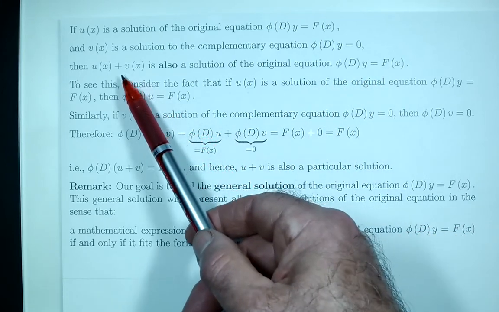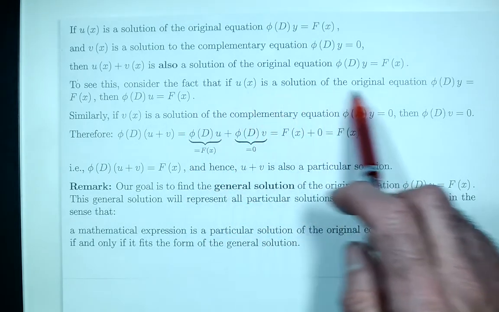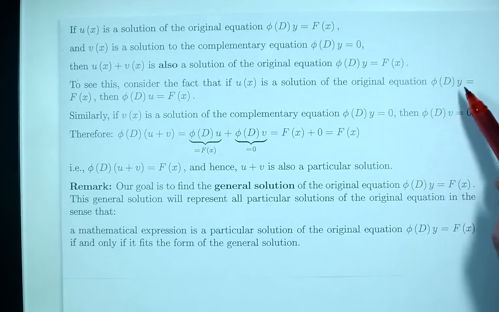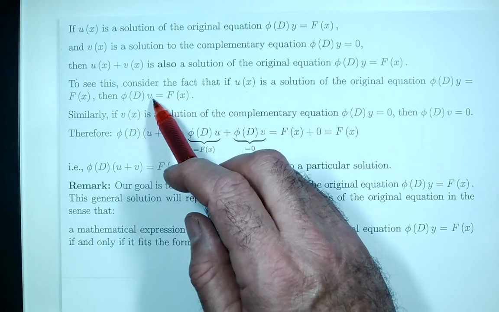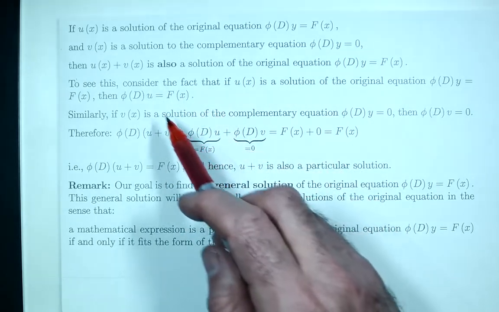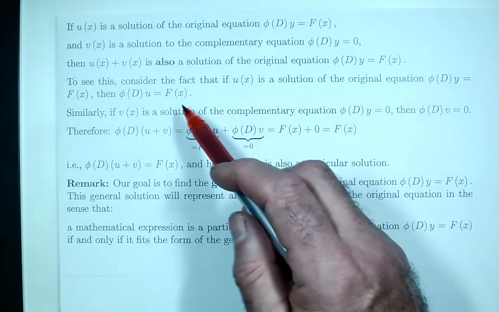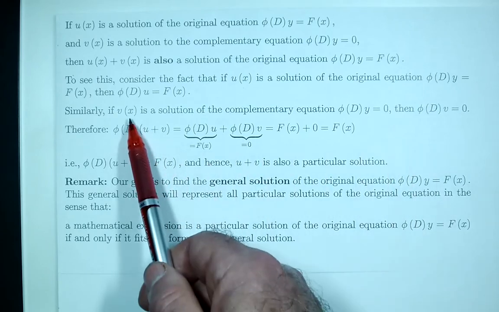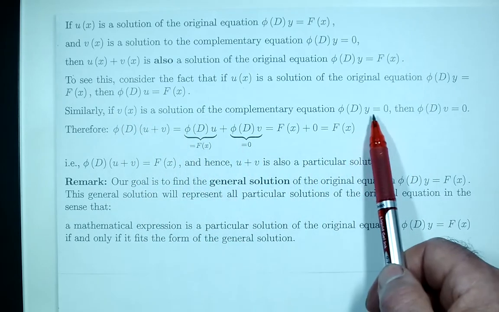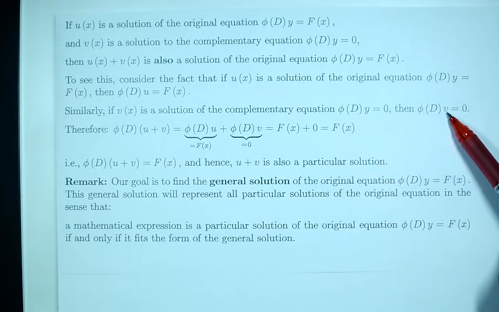And here's why that happens. If u is a solution of the original equation, phi of D y equals f of x, then that means that phi of D u has to equal f of x. If we plug in u in place of y, we still have to get f of x. Now, if v is a solution of the complementary equation, phi of D y equals 0, then if we plug in v for y, we should get phi of D v equals 0.